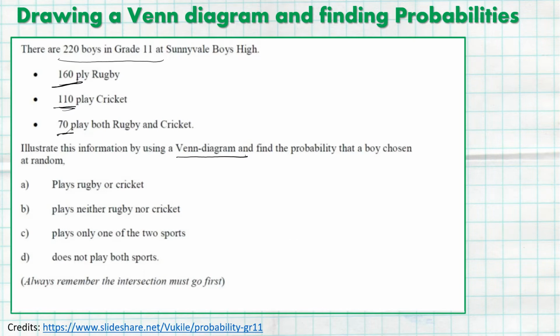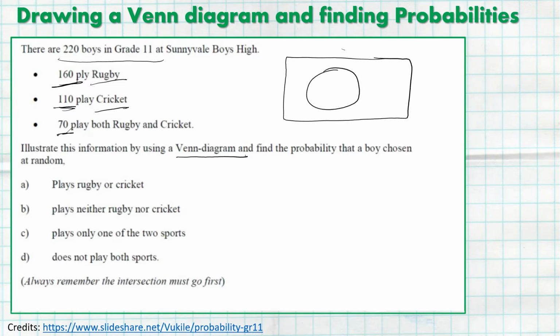Okay, so you need to know how to draw a Venn diagram. Very, very important. This is a two-event Venn diagram. We have one event for rugby and another event for cricket. So we're expecting something like this. We'll have our rugby and we'll have our cricket.